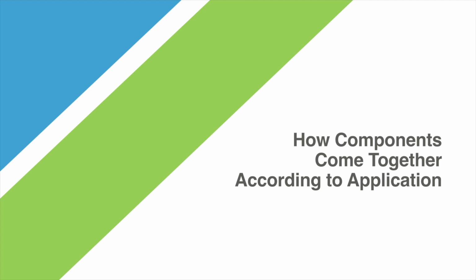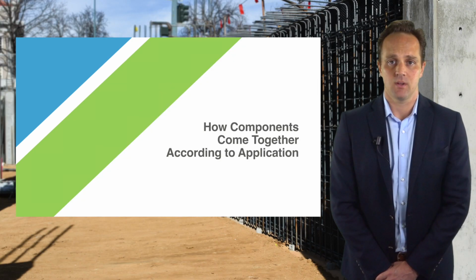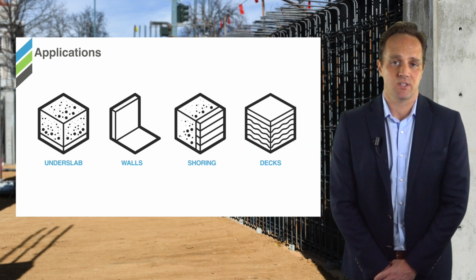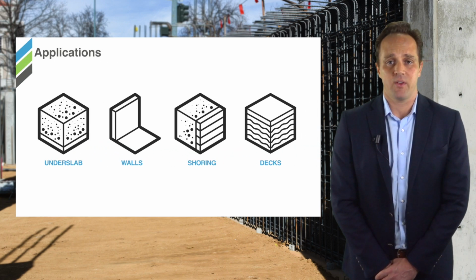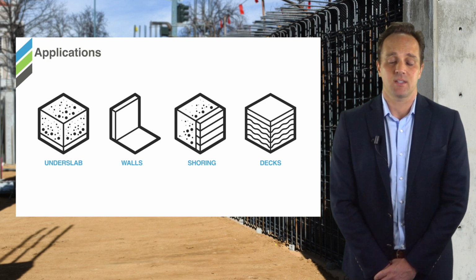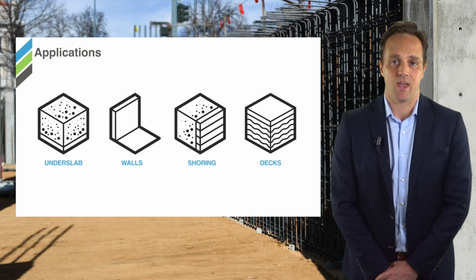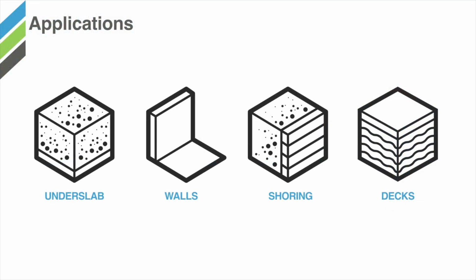We've discussed the individual components. Now we need to learn how all these components come together in the field. There's a number of different applications that we need to discuss. The first is an underslab application, then how these systems are applied in over-excavated walls. Then we'll discuss how they're installed in complex shoring applications, and we'll finish up with how these composite systems can be installed on horizontal decks.